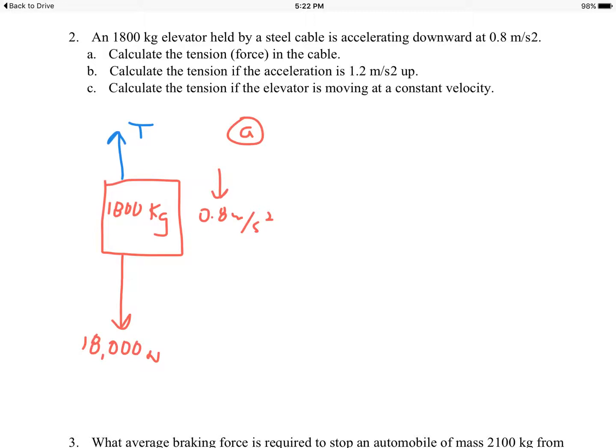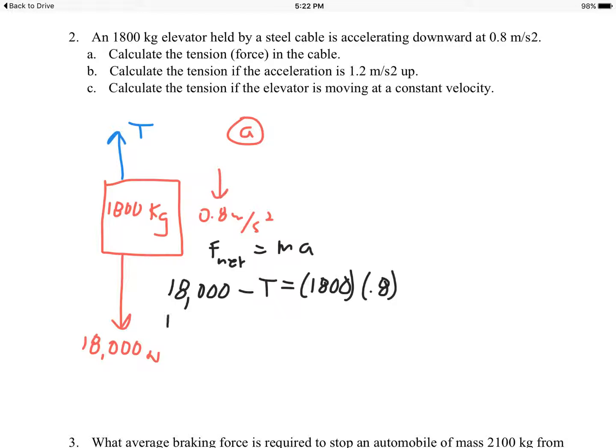So we'll apply Newton's second law to this elevator. That is F net equals ma. F net is always the big force minus the small force. In this case, it's accelerating down, so that has to be the bigger force, 18,000 newtons, minus the upward force of tension equals the mass, 1,800 times the a of 0.8.